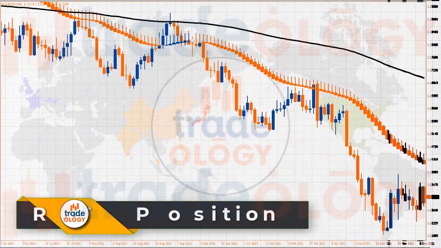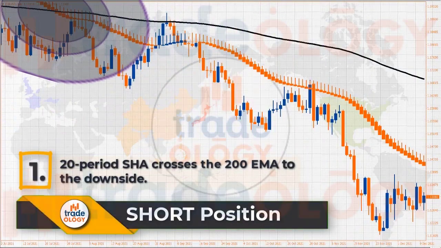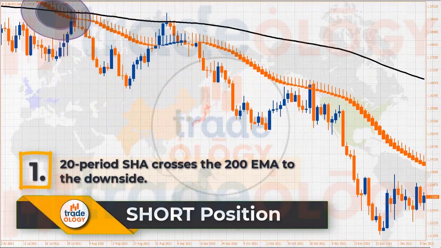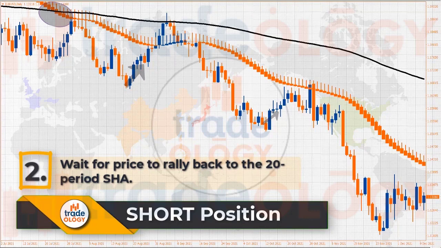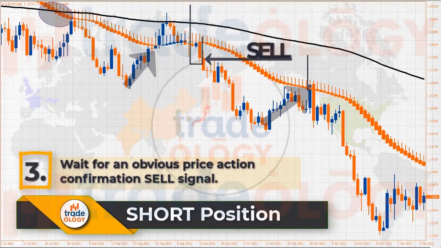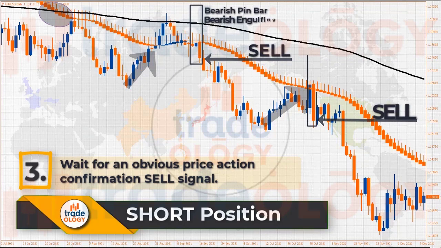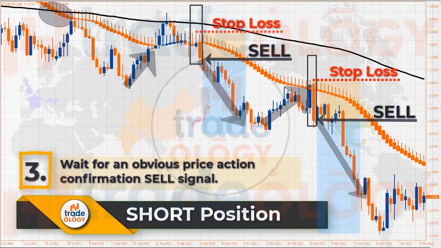Selling rules, or short position. Rule number 1. The 20-period smooth Heiken Ashi crosses the 200-period exponential moving average to the downside. Rule number 2. Wait for price to rally back to the 20-period smoothed Heiken Ashi. Rule number 3. Wait for an obvious price action confirmation, sell signal or setup to form in the market. Once you enter the trade, you can set an initial stop loss above the previous smoothed Heiken Ashi candle.